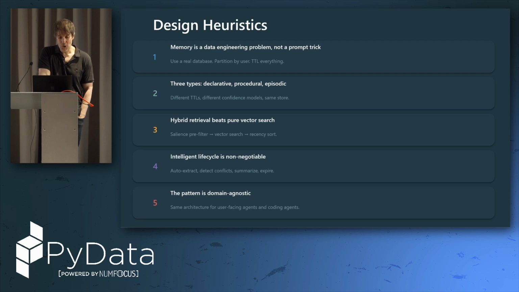Intelligent lifecycle is non-negotiable. Just as having the right costs for different building materials, if you're building a bridge, is not negotiable. If you're going to do this properly, then all of these techniques need to be incorporated so that they actually implement everything else that you've designed. And I think the pattern is domain agnostic. I think it also applies to coding agents as well.